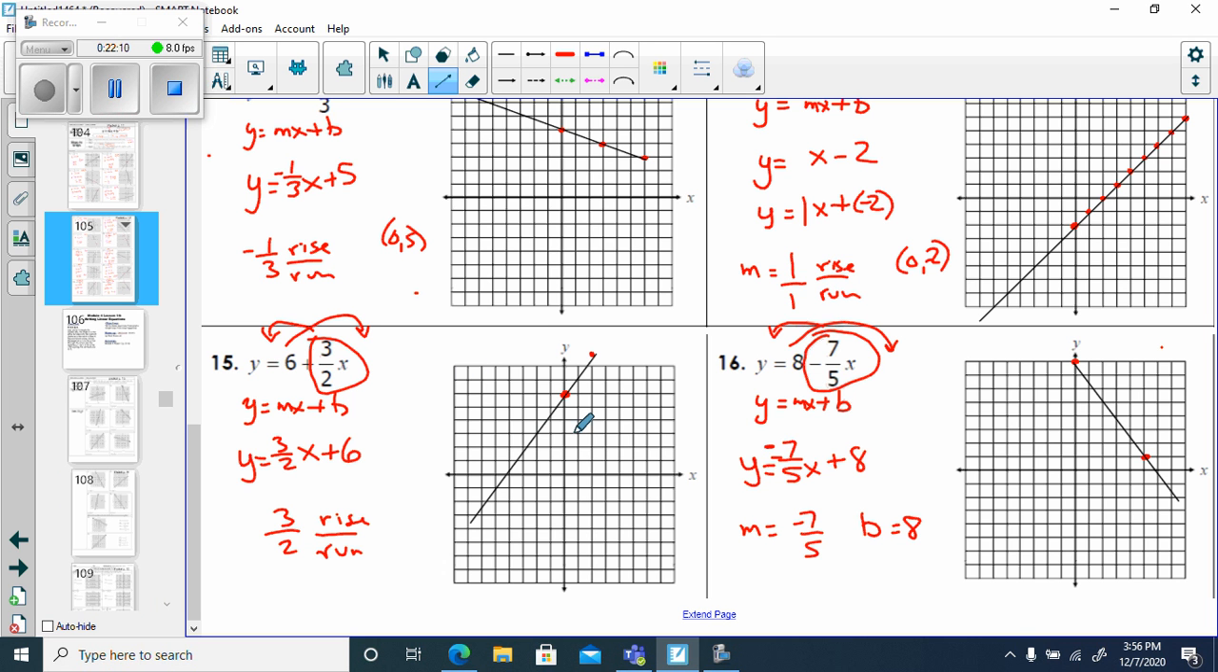Now, that shows you how to take a linear equation in slope-intercept form, and from it, use your y-intercept as a starting point and your slope to tell you where to move. That way you can plot a linear equation.